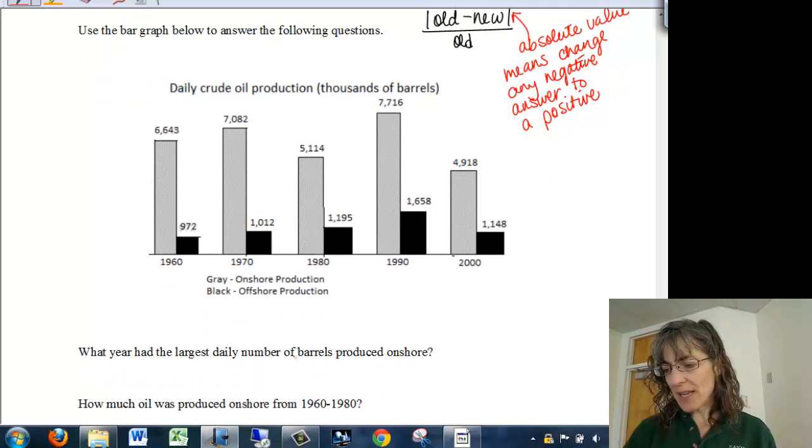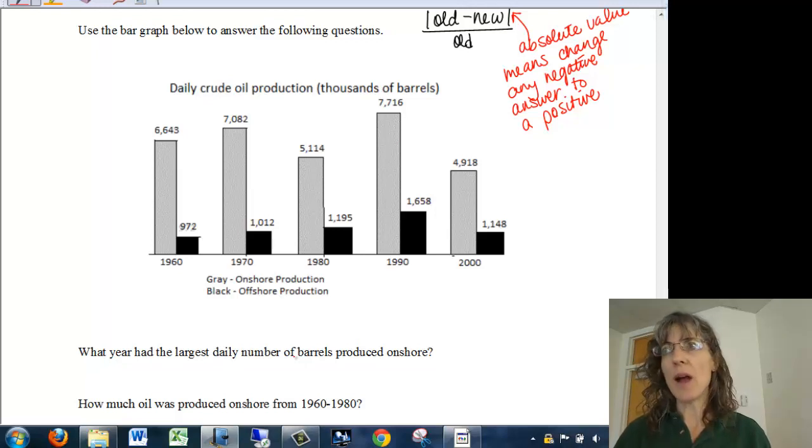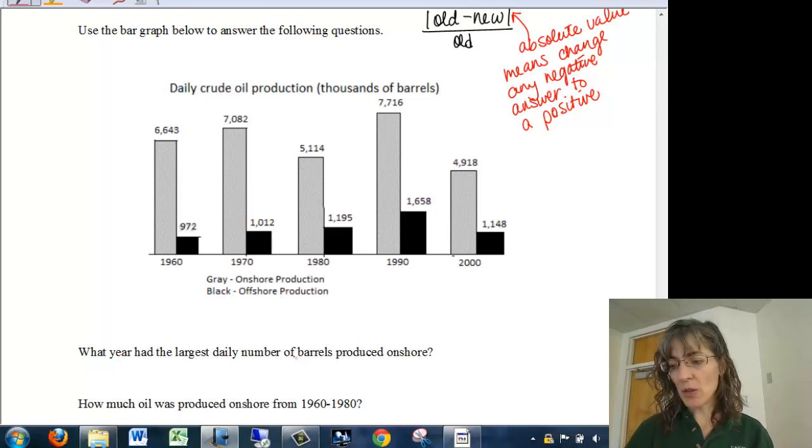What year had the largest daily number of barrels produced on shore? This is kind of a complicated graph because it has a couple of bars for each year and you have to figure out which one's onshore, offshore, and so forth. Can anyone tell me how to interpret this? Okay, it says right there, right? And Brenda's reading it. The gray bar, the light gray, is onshore and the black is offshore. Okay? And so which year had the largest daily number of barrels produced onshore?